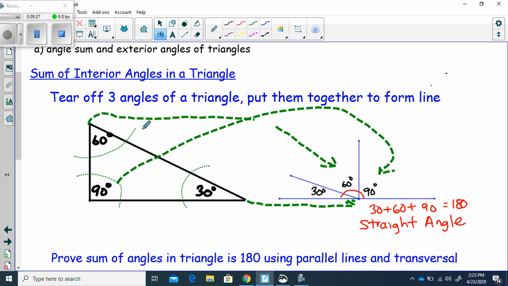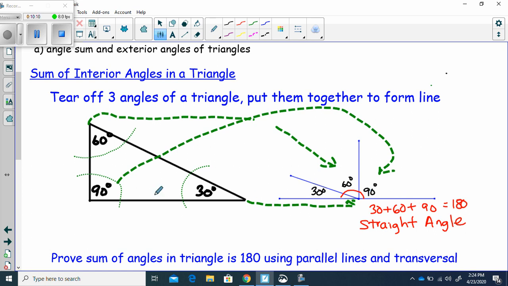I could tear off these three angles and bring them over here. Take this 30-degree angle and move it right there. Take this 60-degree angle, flip it over, and move it right here. Take this 90-degree angle and flip it around and put it right there. And if I put those three angles together, the 30, 60, 90, I wind up forming a straight line here, a straight angle. 30 plus 60 plus 90 is 180. That's a straight angle. I can prove that the three angles of any triangle, no matter what their measures are, equal 180 by tearing off the corners and lining them up to see if I can make a straight line, a straight angle.